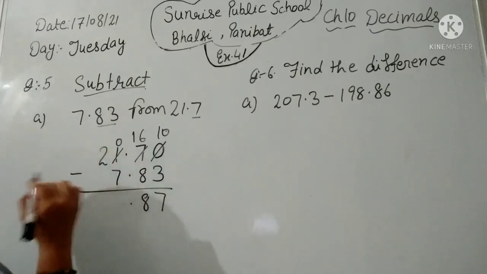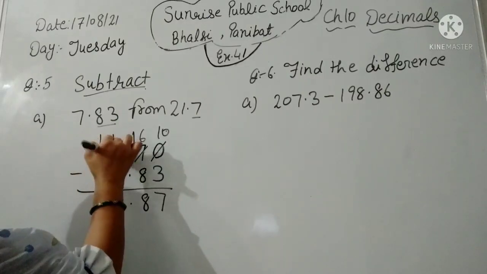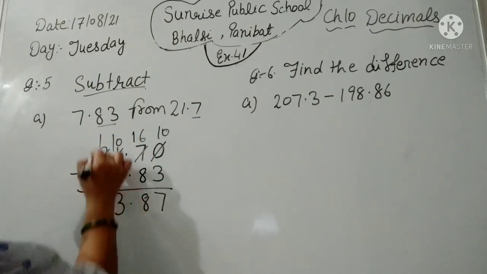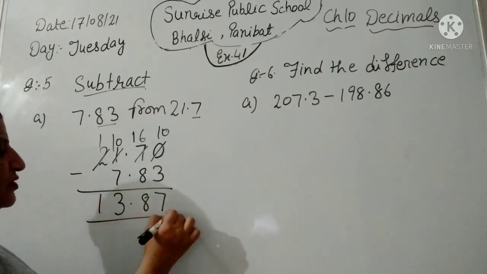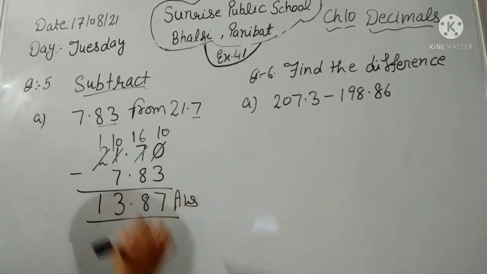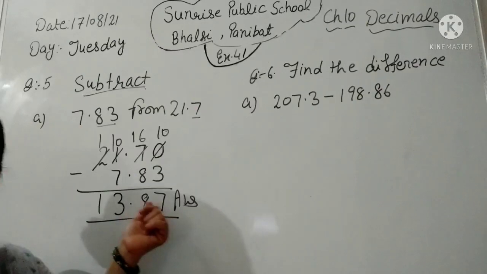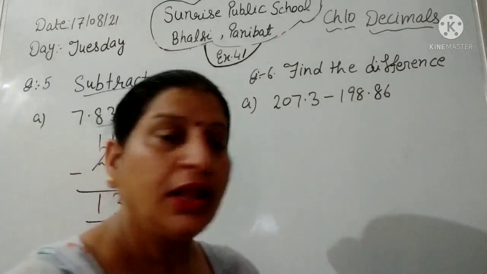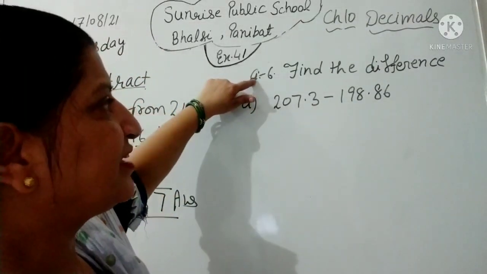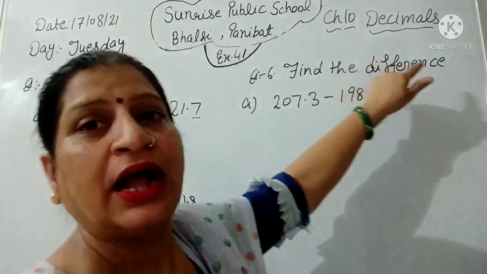0 में से 7 नहीं जा सकता. We take borrow. 10 minus 7 that is equal to 3, and now the number becomes 1. Now our answer becomes 13.87. Clear this one? Now in question number 6 we have to find the difference.